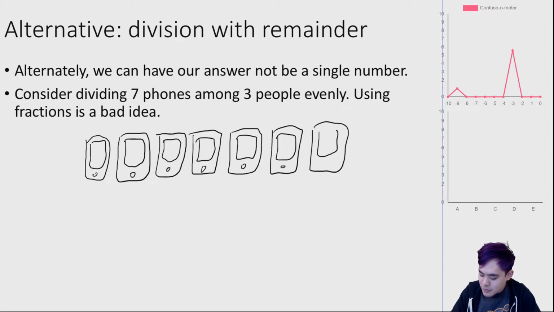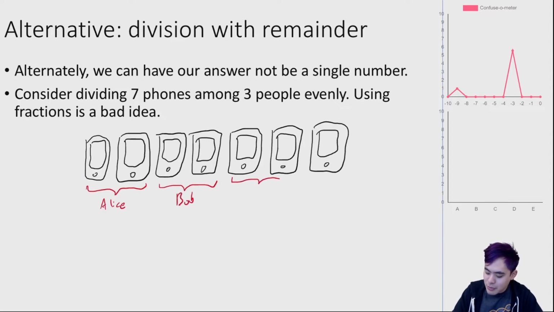My phones are getting bigger. But yeah, so suppose we have 6 phones, and let's say we have someone named Alice who gets maybe 2 of them, and maybe Bob gets 2 of them, and maybe Carol gets another 2 of them. Well, what do we do with the last phone if you want to divide them evenly?